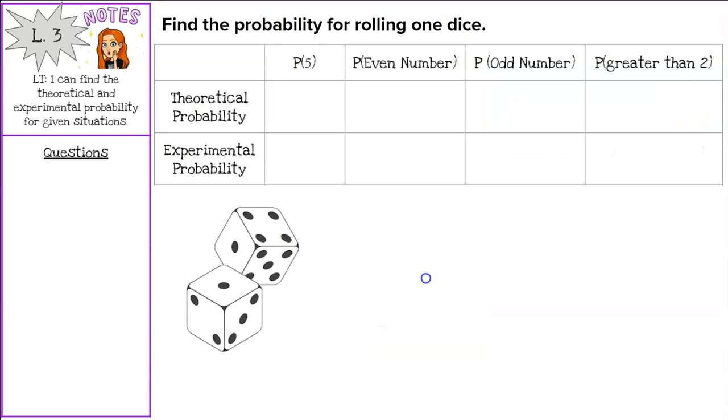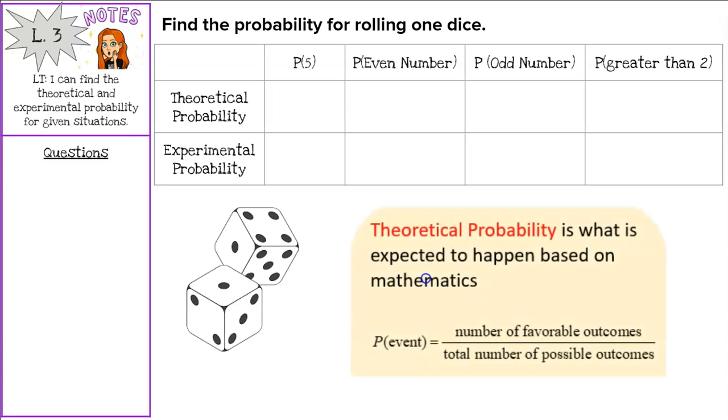So let's do one more example. We're going to do dice rolling. So we're going to find the probability for rolling 1 dice, and we're going to do the theoretical probability, and then we're going to do the experimental probability. So reminder, theoretical probability is based on what's expected to happen. So the denominator is going to be the total number of possible outcomes. So if we roll 1 dice, we have 6 total possible outcomes because there are 6 numbers on the dice, 1 through 6. So I know my denominator for theoretical probability is going to be that 6.